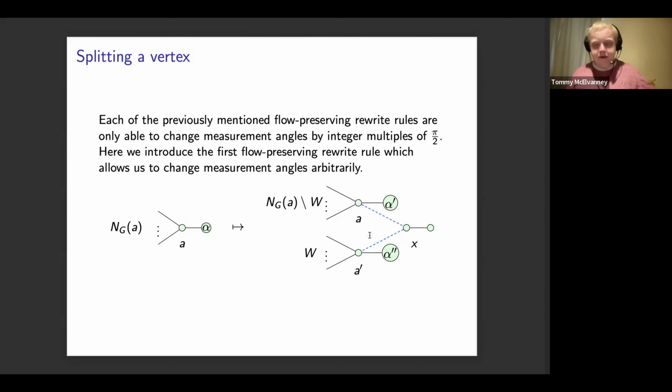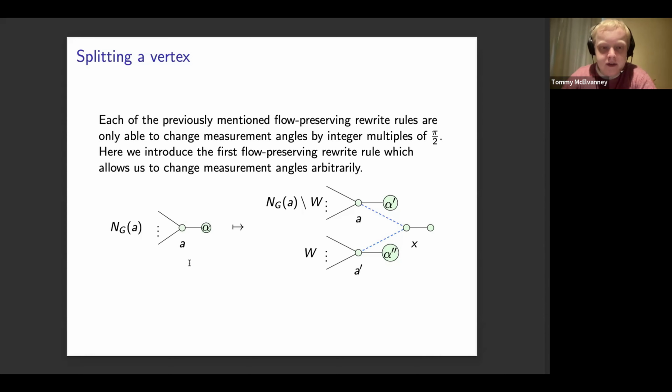And now we have the most important rule we came up with, and it's the first flow preserving rewrite rule which allows us to change phases arbitrarily. More specifically, all other rewrite rules just change phases by integer multiples of pi by 2, while this allows us to split off any phase. And so there's some hope this could possibly be used for, like how we got a completeness result for MBQC form diagrams in a stabilizer sense, some kind of completeness result for a more general fragment of computation.